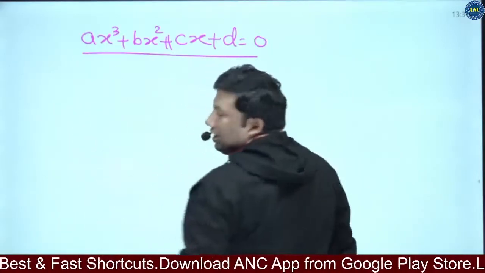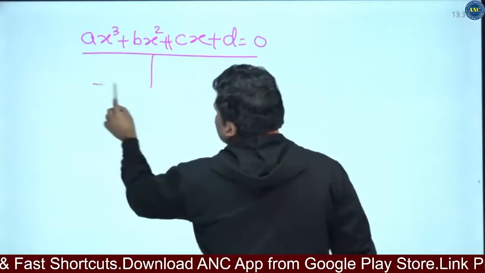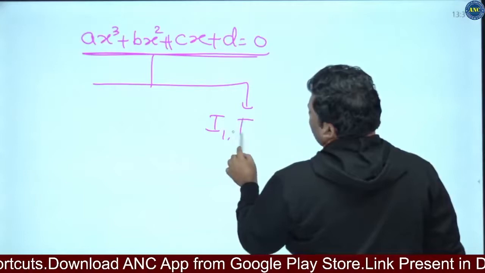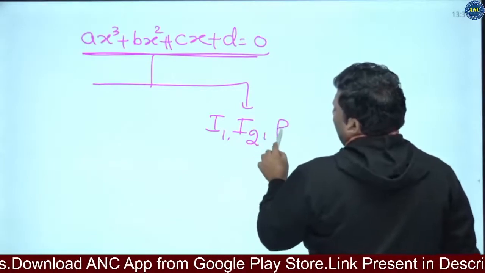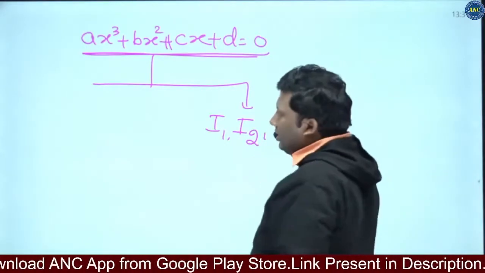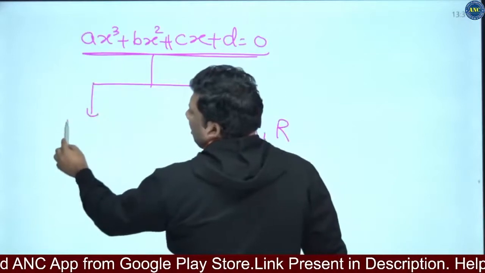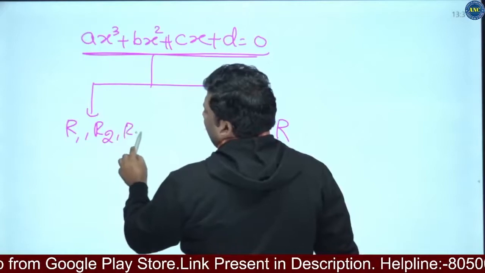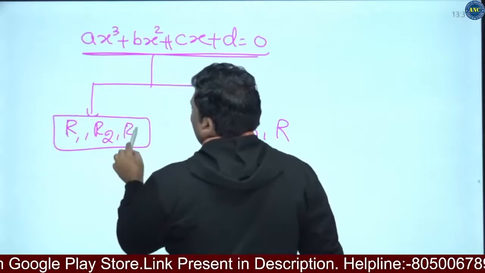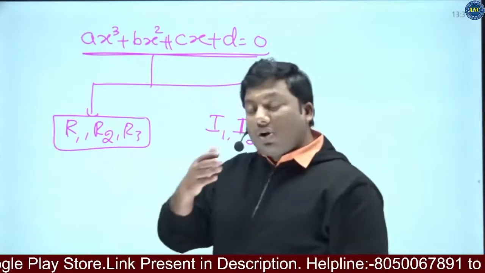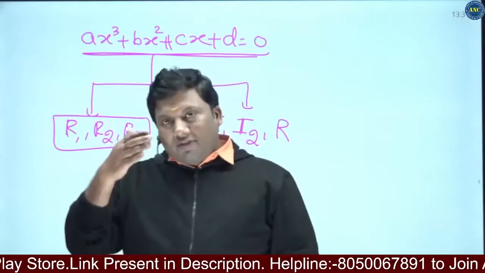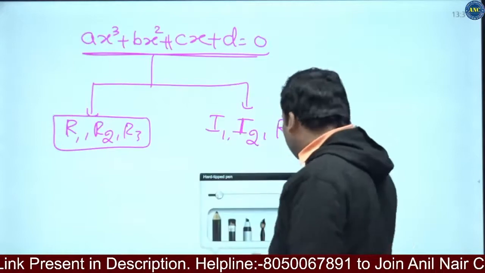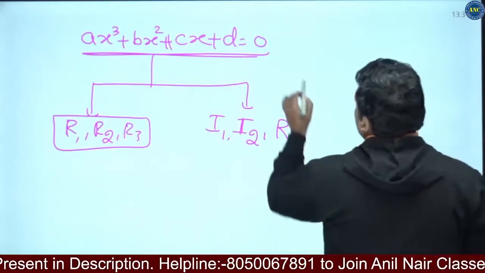If it is a cubic equation, two cases will emerge. One is imaginary; imaginary roots will always happen in pairs: I1, I2 and R, the real root. Or all the three roots can be real. Are you all with me? In a cubic equation the degree is 3, that means 3 roots will happen. All 3 roots can be real, or if one is imaginary, automatically its conjugate will also be there.